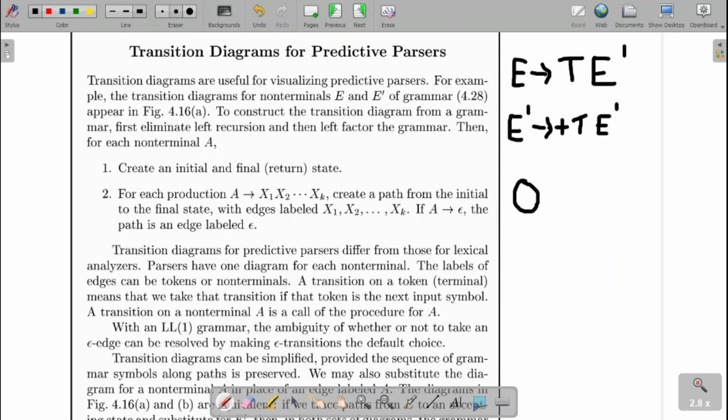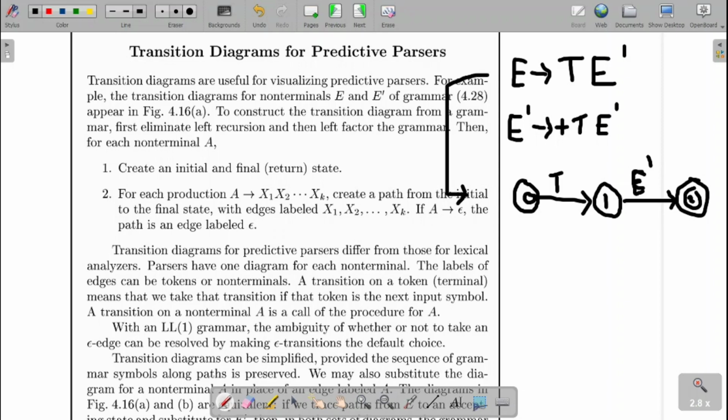This is for E. Then on T, I will go to the next state. Next on E dash, I will go to the accepting state. If I number it, it can be 0, 1 and 2. This diagram is for E, and this is my start state.